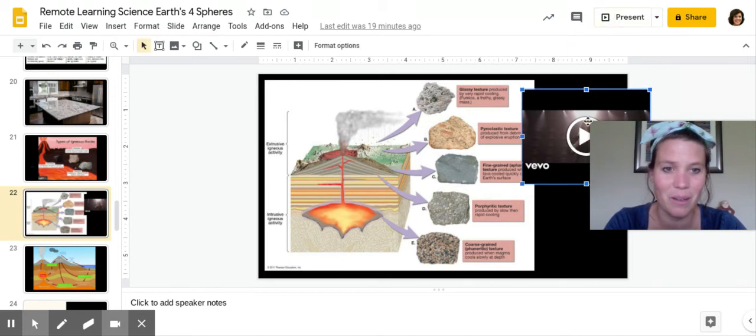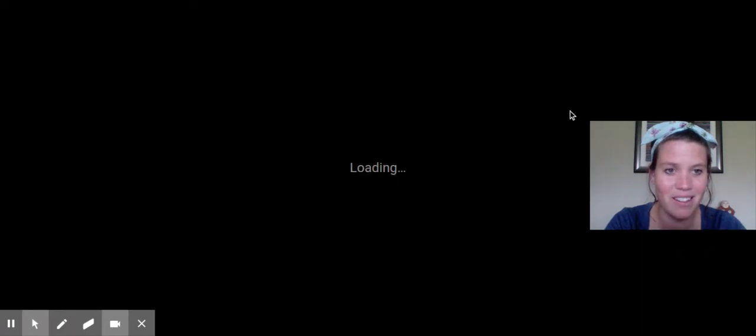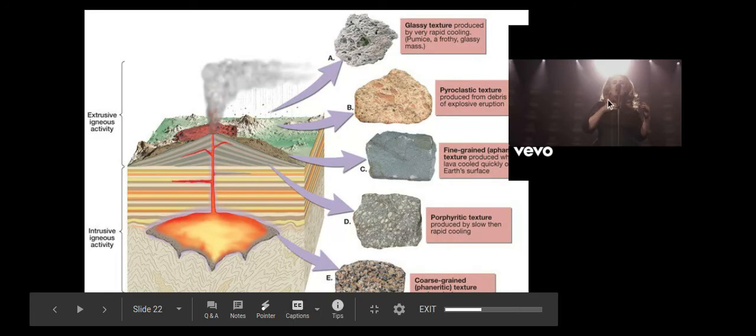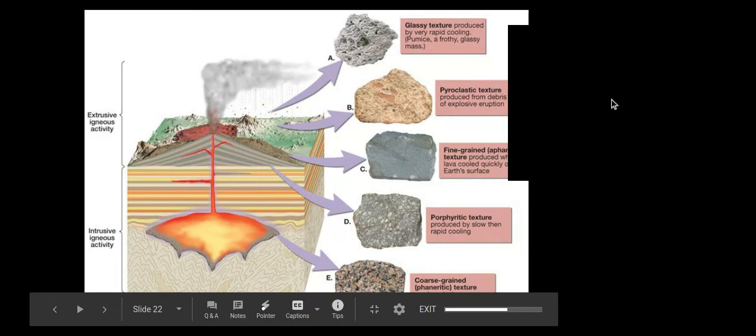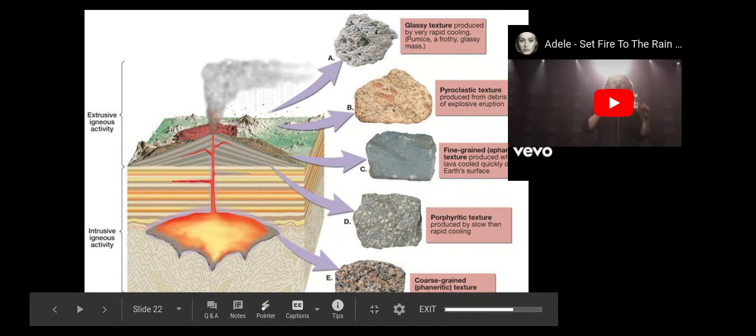Oh no, it won't play because I'm not in present mode. Let's see if we can get this to play. Sorry, thank you for being patient.